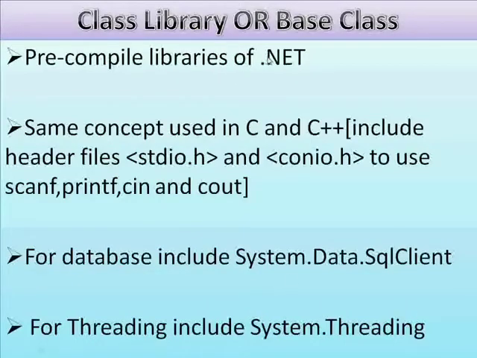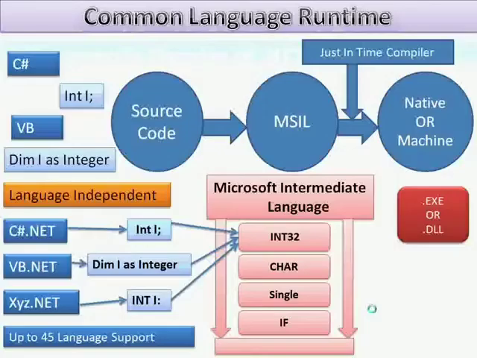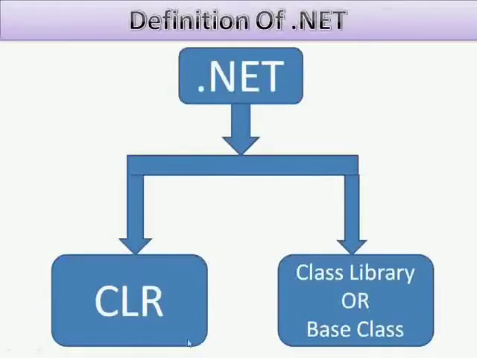Means if I want to use cin, cout, scanf, printf in my C and C++, then first of all I have to include some header files like stdio.h and conio.h. The same concept is used here. If I want to use some database, then I have to import one DLL called system.data.sqlclient. If I want to use some threading based application, then I have to import using system.threading. So .NET is a combination of your common language runtime and class library.